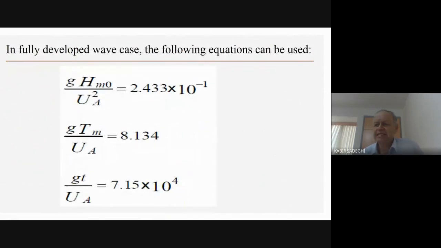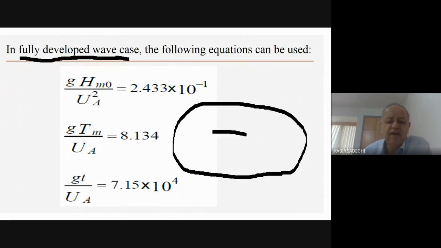In the last slide that we saw today, you see that we have the Bretschneider formula for the fully developed wave case. What is that? I mentioned that when you have a fetch, when you have a wind here, and wind direction on that with velocity, etc.